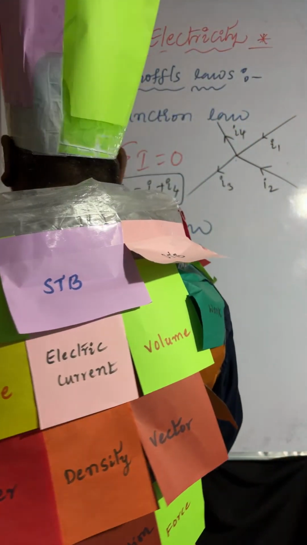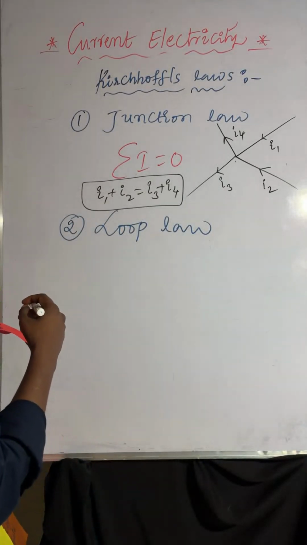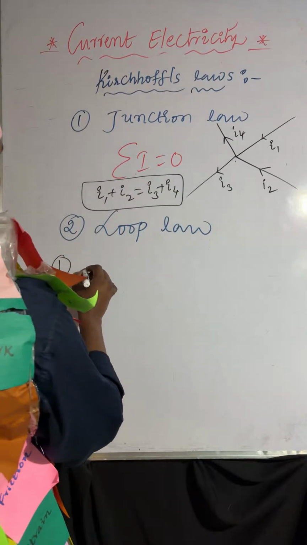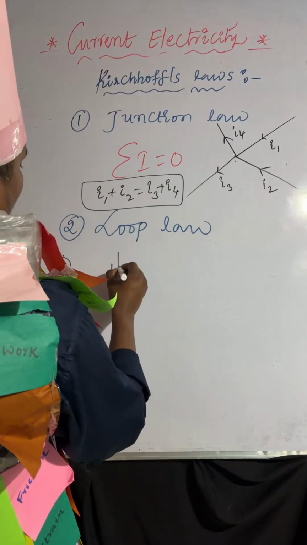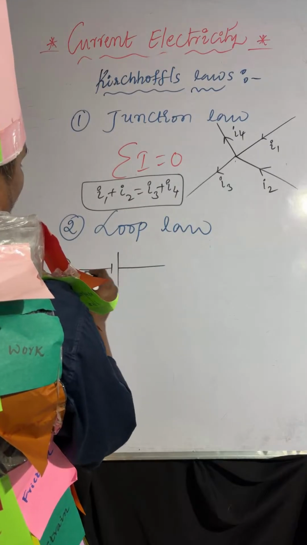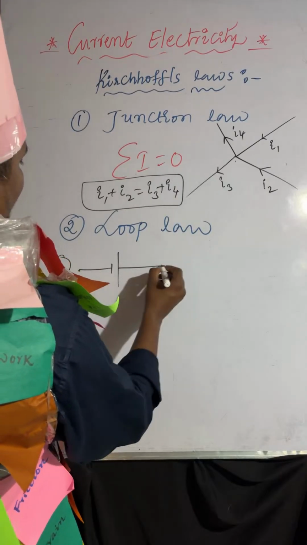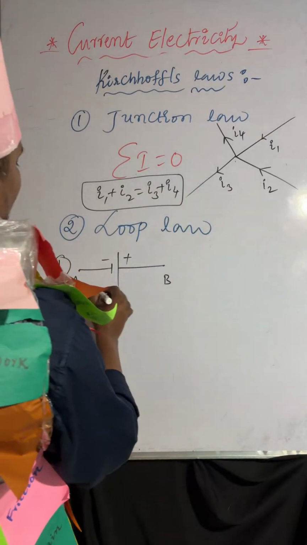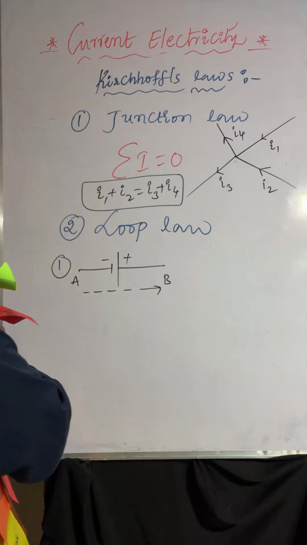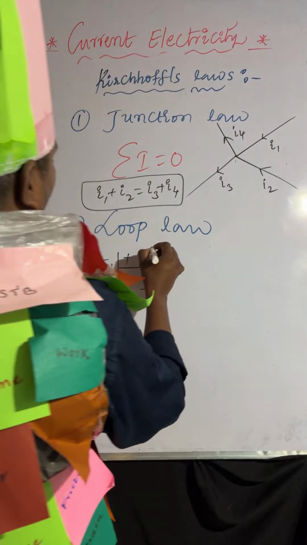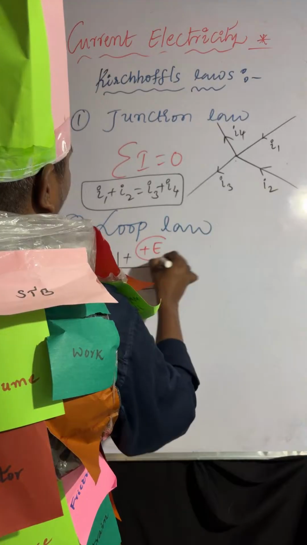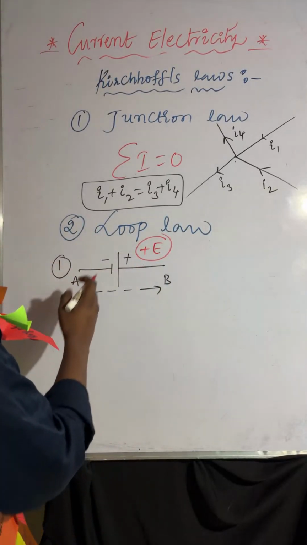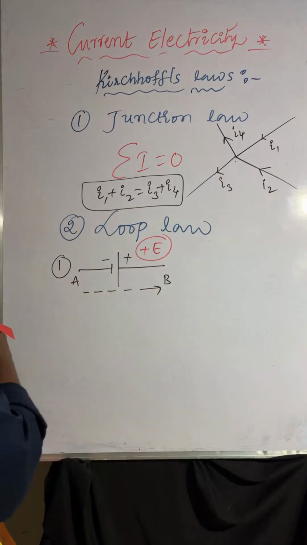Okay, so coming to the loop law. Here are 4 points. Point number 1: this is a cell, this is point A and this is point B. Negative terminal, positive terminal, this is the path. The EMF is positive because we are moving from negative to positive terminal.